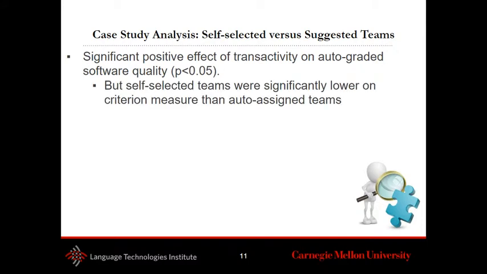What we did see was that students did not self-select into teams that were as high in the criterion score as the auto-assigned teams. So in fact, they chose to put themselves in teams that the method would predict would be less effective than the ones that they were assigned to automatically.